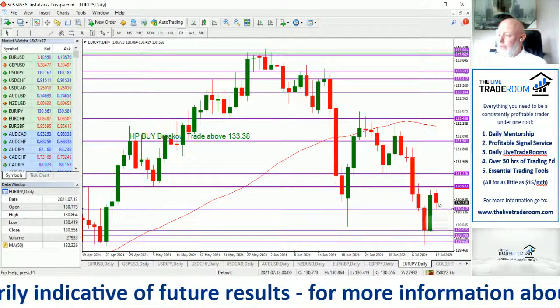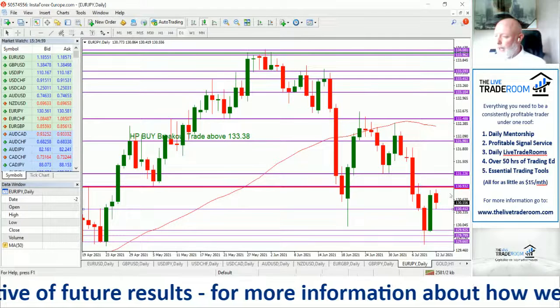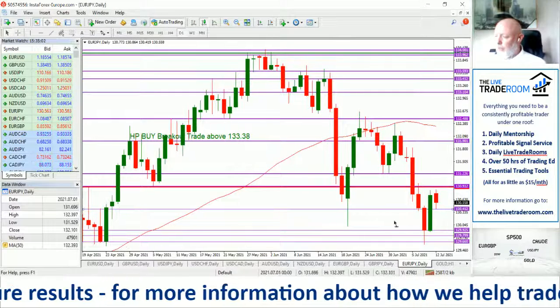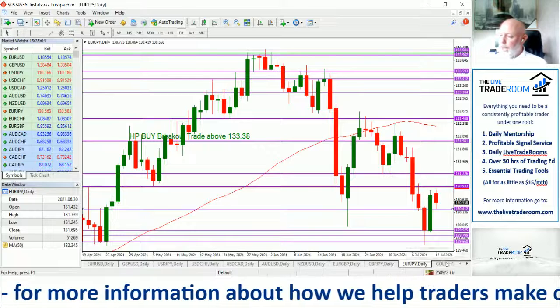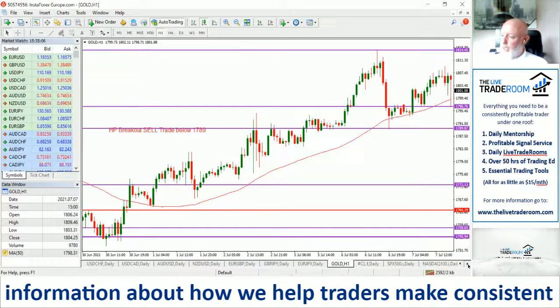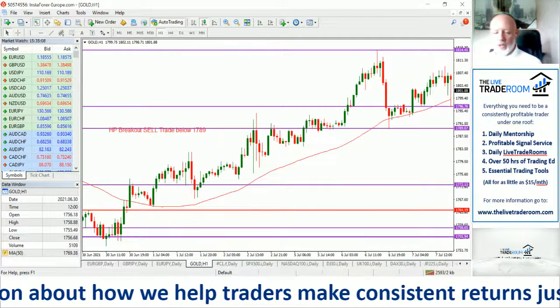Euro yen, different situation. We're already below the monthly low, so we'd expect further downside. So we have all these things. It's about, I suppose, picking the slightly better opportunities.